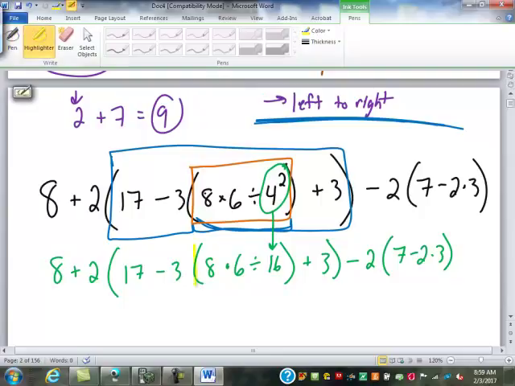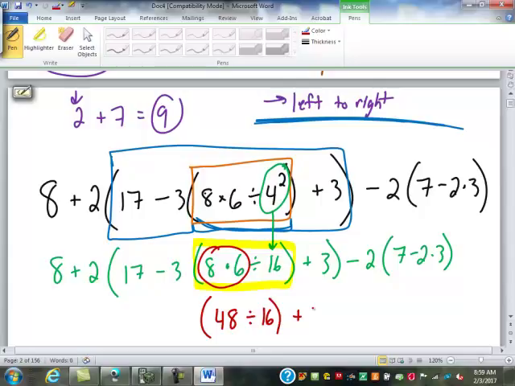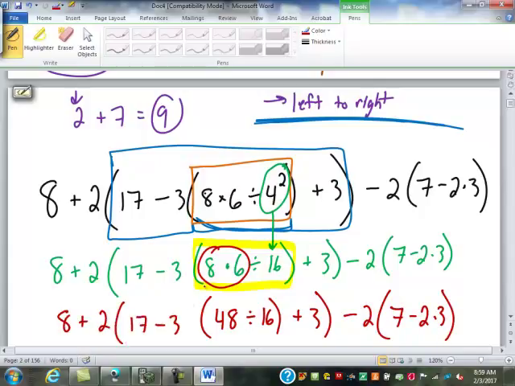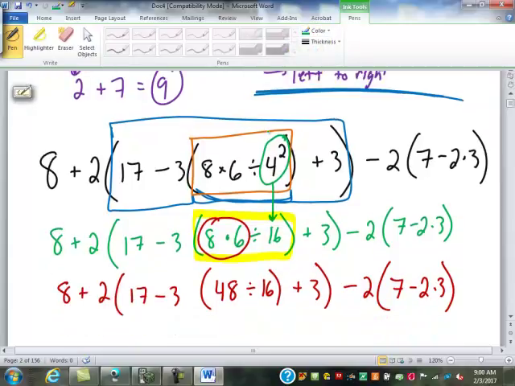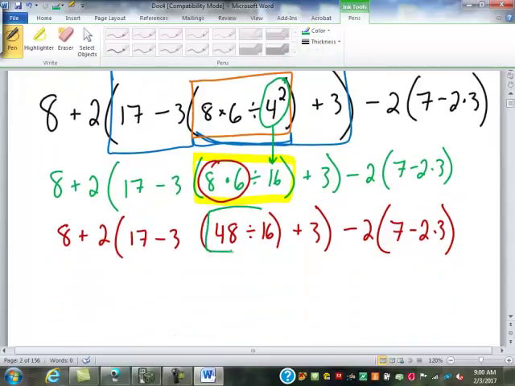So now we are still focusing inside this set of parentheses. There are no more exponents, so it's going to be multiplication and division. And there's one of each, so we're going to go left to right. So do the 8 times 6 first, which is 48. And again, nothing else changes. Still inside that set of parentheses, 48 divided by 16 is 3.